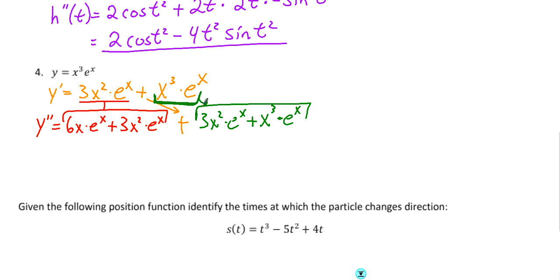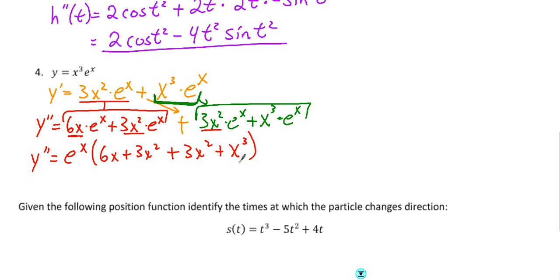Okay? And again, we want to clean this up a little bit so that our second derivative looks presentable. And notice that all of our numbers have e to the x. So I'm going to take out an e to the x, and I'm left with 6x from here, plus 3x squared from here, plus another 3x squared from here, plus an x cubed here. And when we simplify it down, we get e to the x, and this is x cubed plus 6x squared plus 6x. And that is our second derivative.